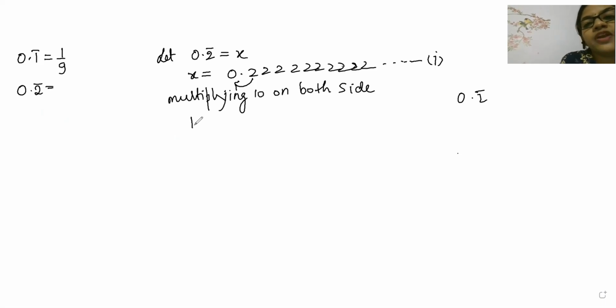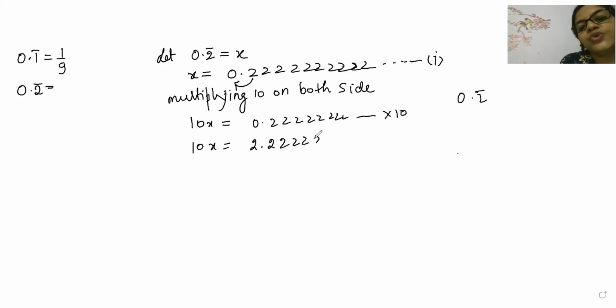Now this one will become 10x, and this one will become 0.22222222 and so on, multiplied by 10. So now, beta, the decimal will shift one step forward, so it will become 2.22222222. Now take it as equation 2. Again subtract equation 1 from equation 2.